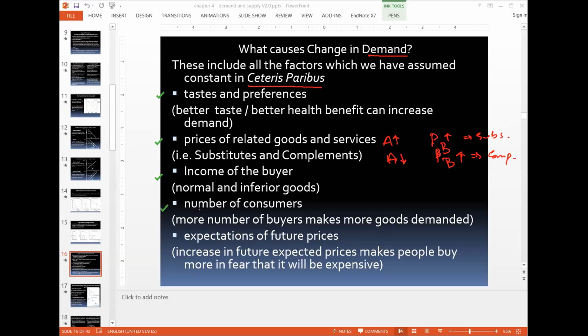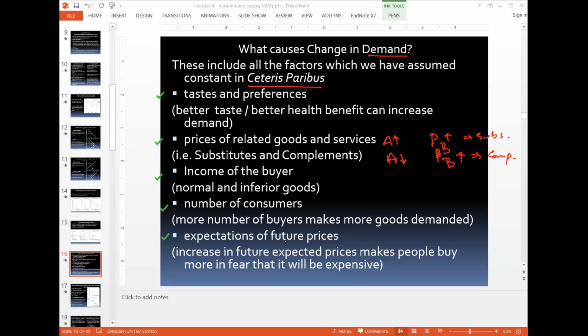Next point is number of customers. So if there are more number of buyers, then there will be more demand. So demand will increase if there are more customers.